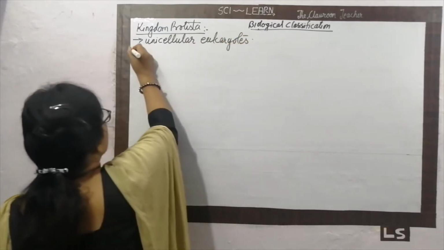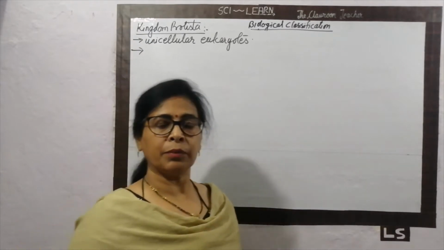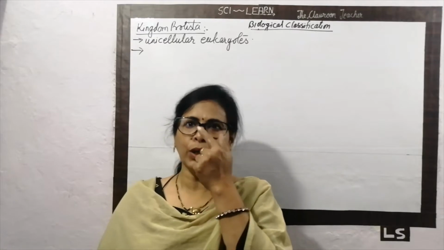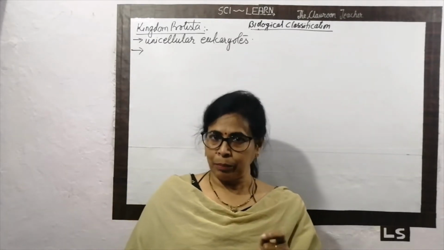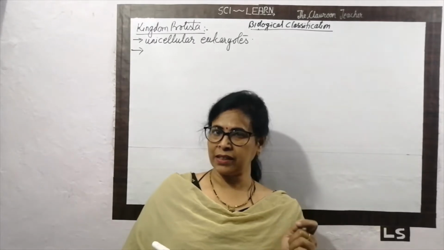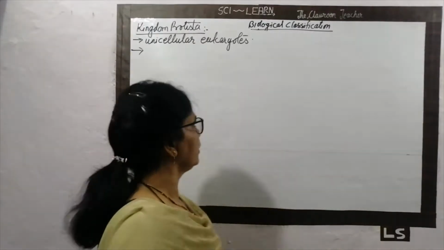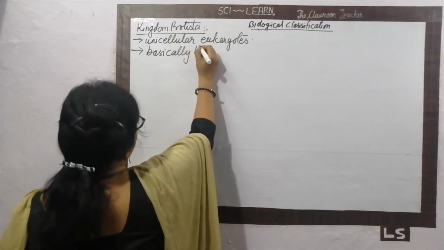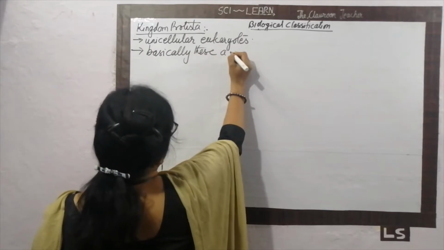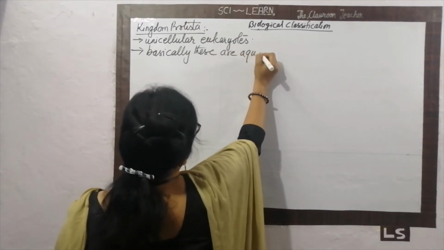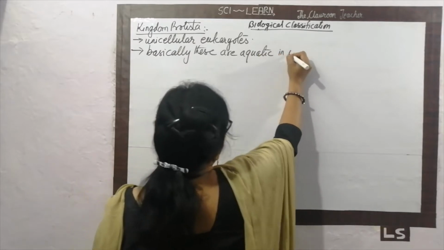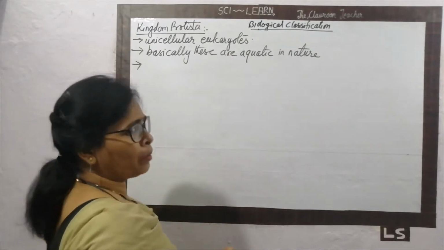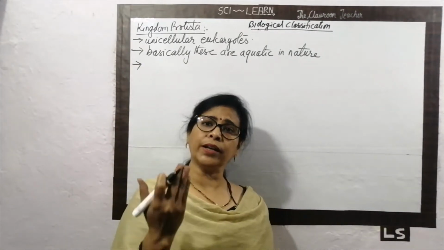These are unicellular eukaryotes. Eukaryote means they have membrane-bonded organelles. The organelles are membrane-bonded and a proper nucleus is present. Primarily, or basically, they are aquatic in habit. They are aquatic in nature and able to survive in water. That is the favorable habitat for them.